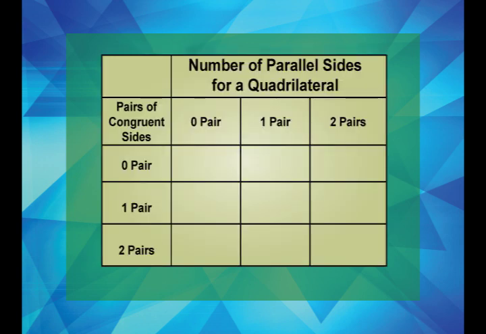This table summarizes the figures we have been exploring in this video and in the previous video. These columns track the number of parallel sides, 0, 1, or 2 pairs of parallel sides. These rows track the number of congruent sides, 0, 1, or 2 pairs of congruent sides. With 0 parallel sides, we saw these types of quadrilaterals. Scalene quadrilaterals have no congruent sides and no sides parallel.